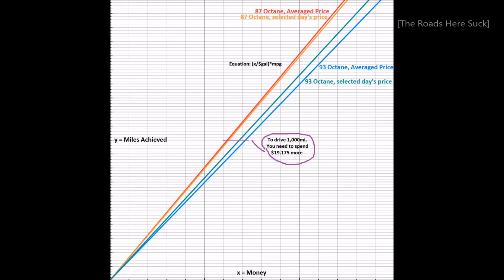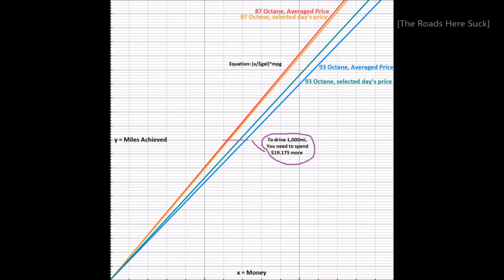Additionally, I have found that 93 octane is only worth it if there is less than an 18 cent difference between regular and supreme, or 87 octane and 93 octane, per gallon. So that means if 87 costs $2, and 93 octane costs $2.17, then it's worth it. But we know that's not the case. They're often about, I don't know, maybe 30 cents or more in difference.